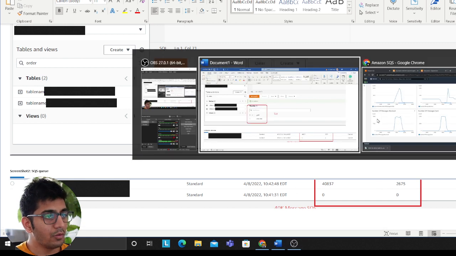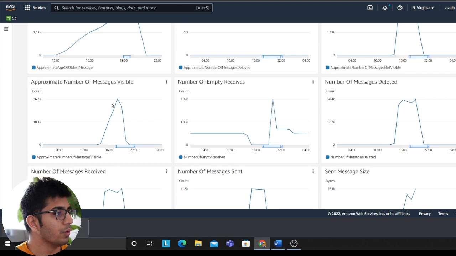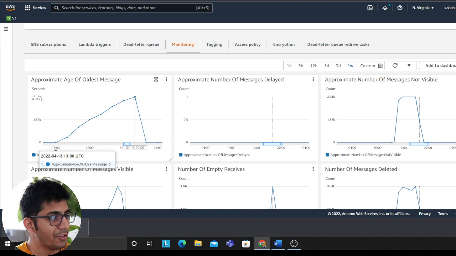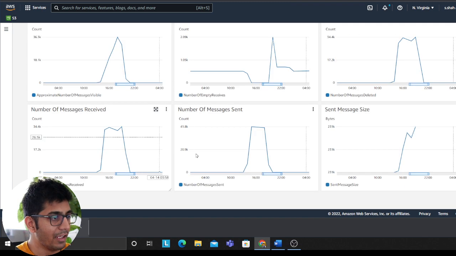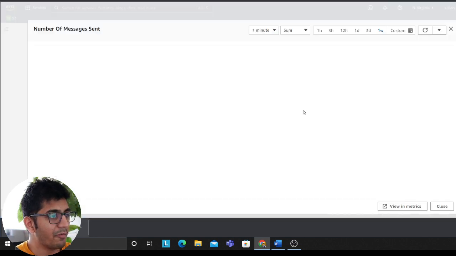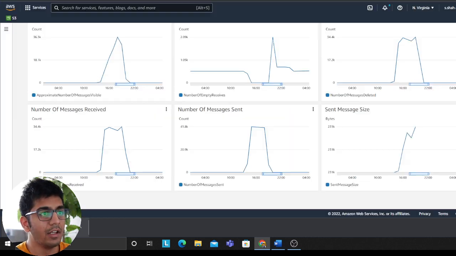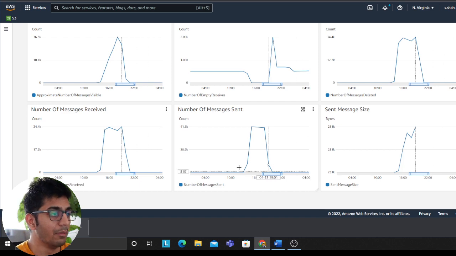Now going back to SQS, as you can see, the approximate age of oldest messages shows a peak. You can clearly see that. For the number of messages sent, a whopping number of messages were being sent to the consumer, which was AWS Lambda.